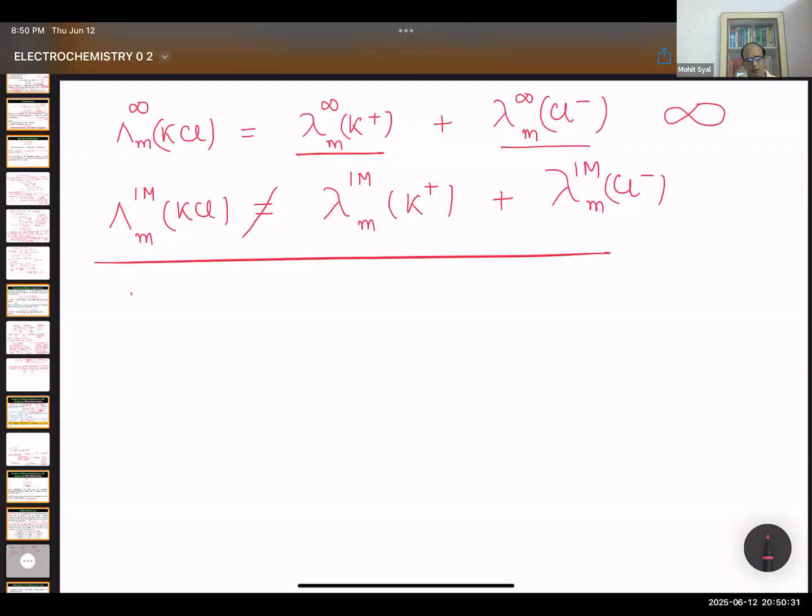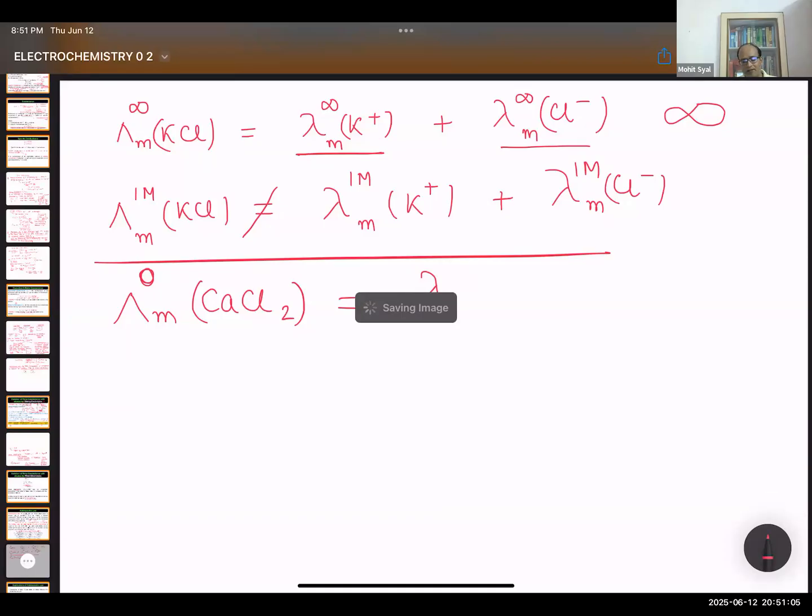So if I talk about the molar conductance of 1 mole calcium chloride, it will be equal to the sum of the molar ionic conductance. Molar ionic conductance means small lambda, and that is at infinite dilution. Either put the not equal sign or put the infinite sign.